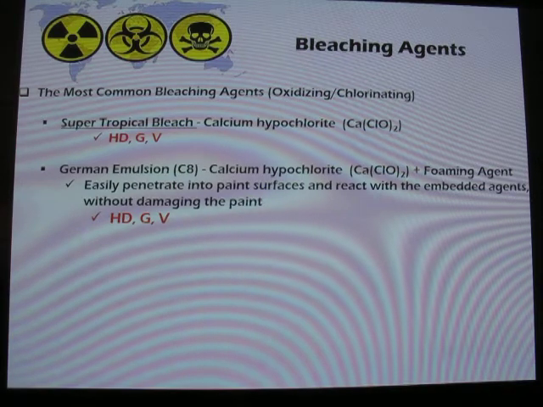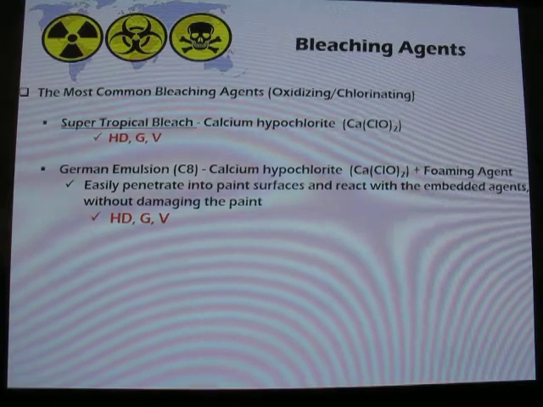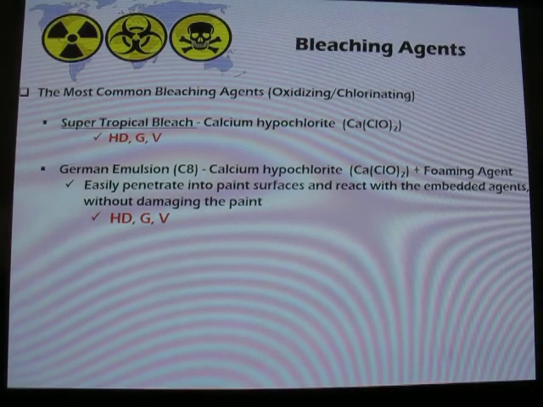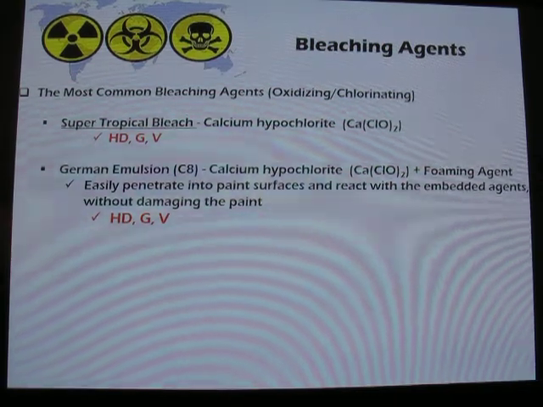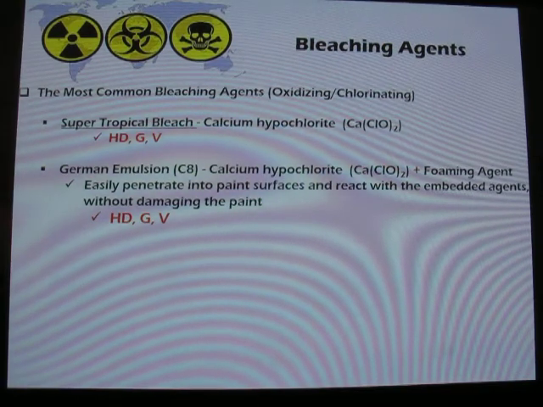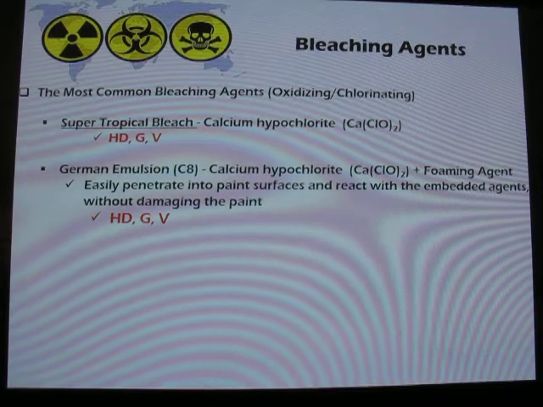And as an example, the supertropical bleach is calcium hypochlorite, and in the formula you can see that you have a chlorine for chlorinating and you have an oxygen for oxidizing. Chlorine and oxygen are very highly reactive components of this formula. And in reacting with chemical warfare agents, they destroy that agent, our ultimate goal, and the products are no longer chemical warfare agents.